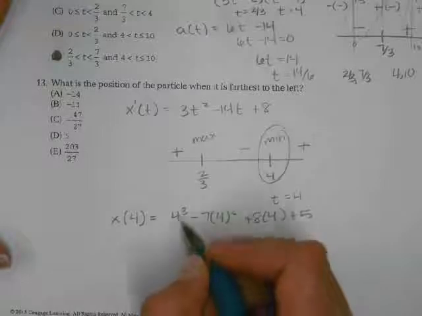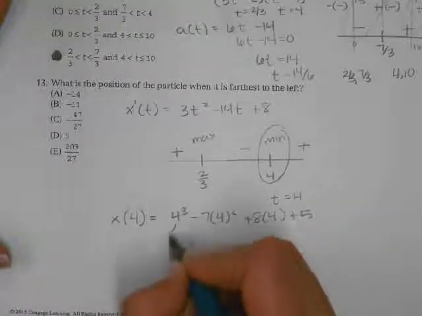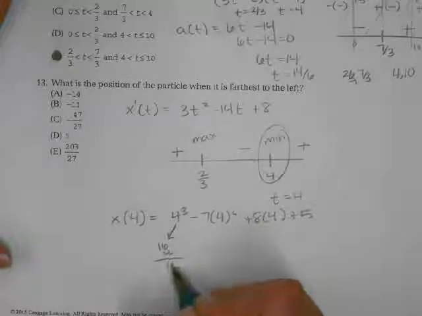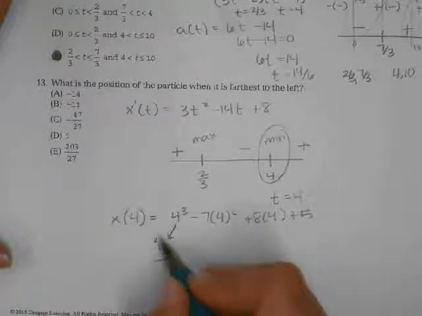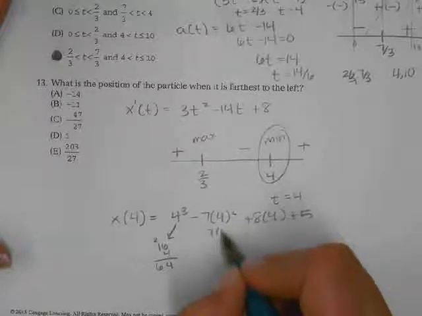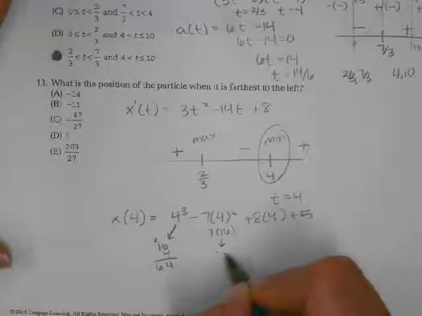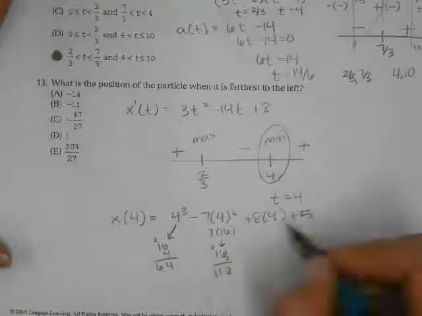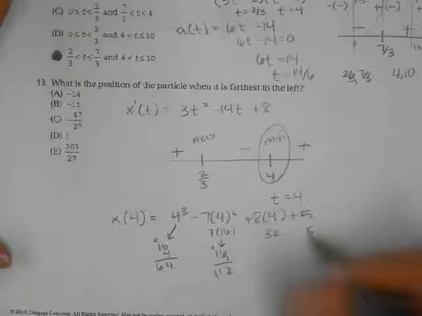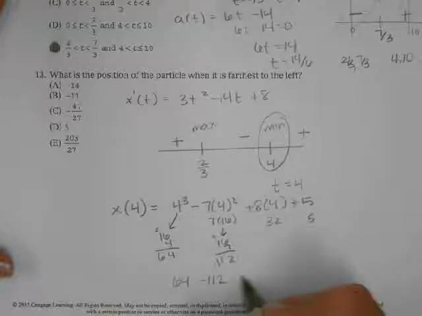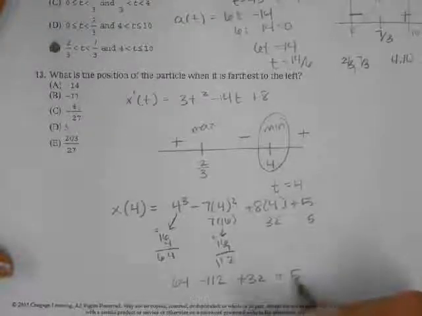So 4 to the third I could not remember, so I did 16 times 4. So this is 64. This is 7 times 16, so 16 and 7, 6 times 7 is 42, that's 112. 8 times 4 is 32, and 5. So that gave me 64 minus 112 plus 32 plus 5.